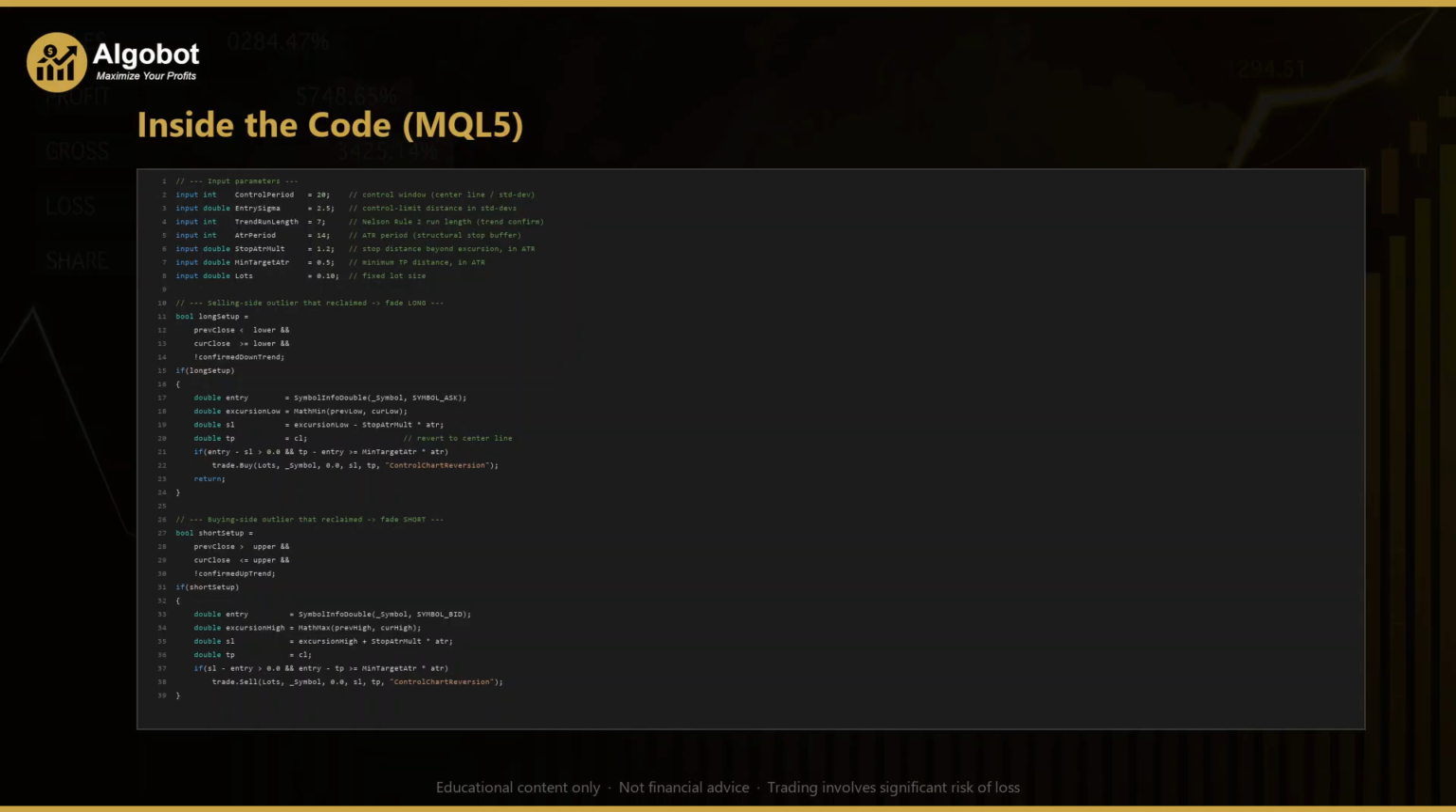Below that is the long block. The condition named long setup is true when the previous close is below the lower limit, the current close is back at or above the lower limit, and there is no confirmed downtrend.